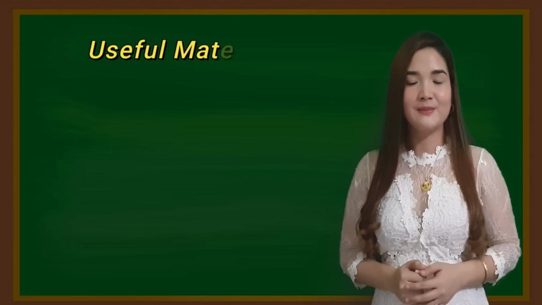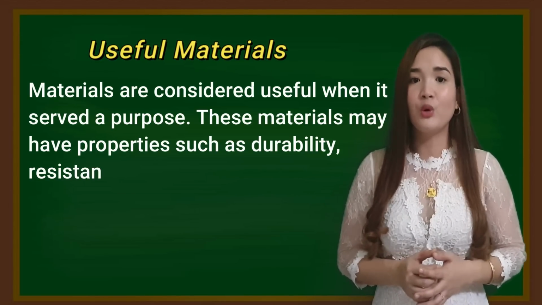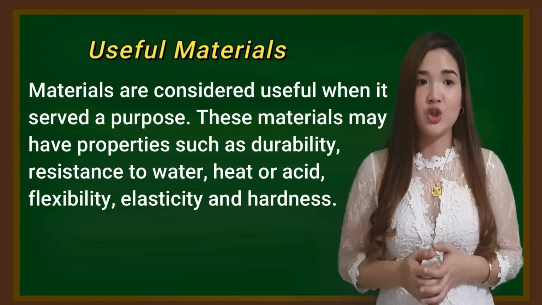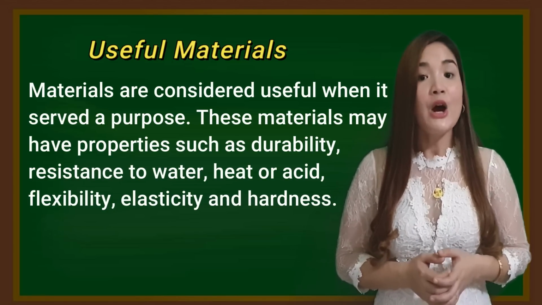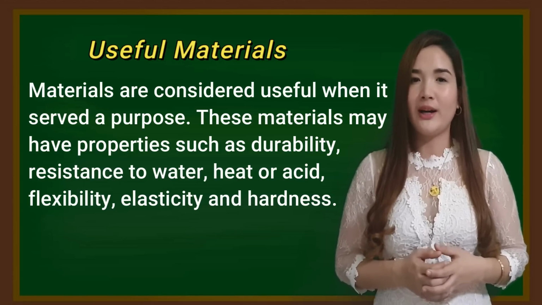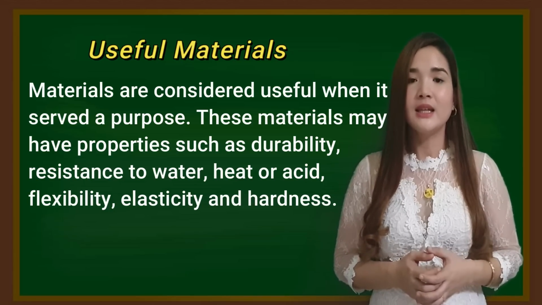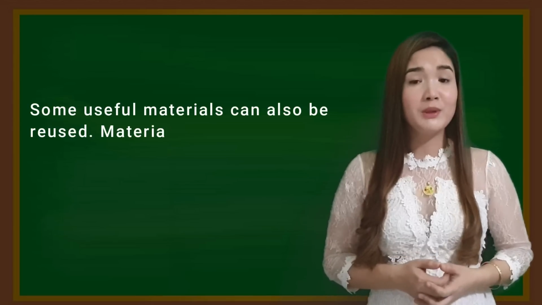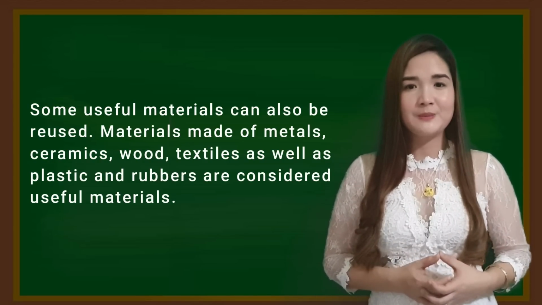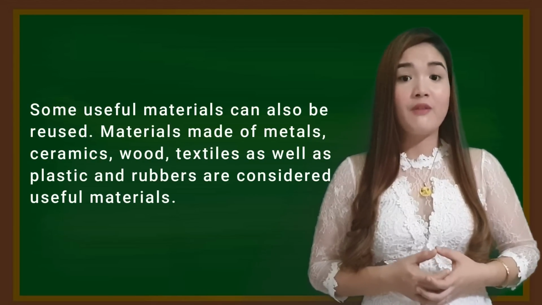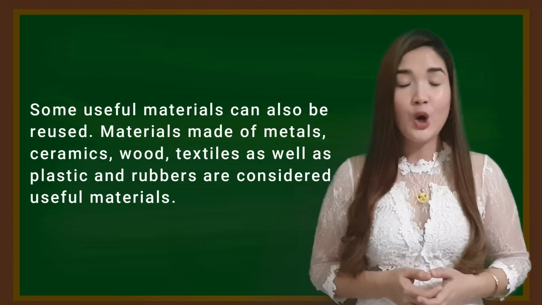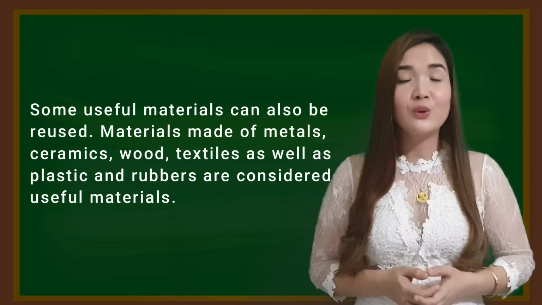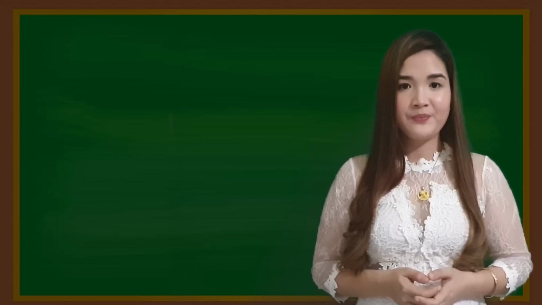Useful materials. Materials are considered useful when it serves a purpose. These materials may have properties such as durability, resistance to water, heat or acid, flexibility, elasticity, and hardness. Some useful materials can also be reused. Materials made of metals, ceramics, wood, textiles, as well as plastic and rubbers are considered useful materials.